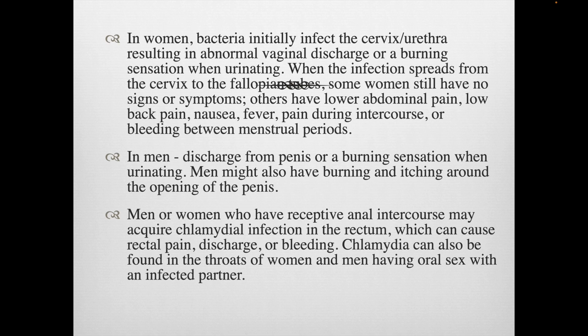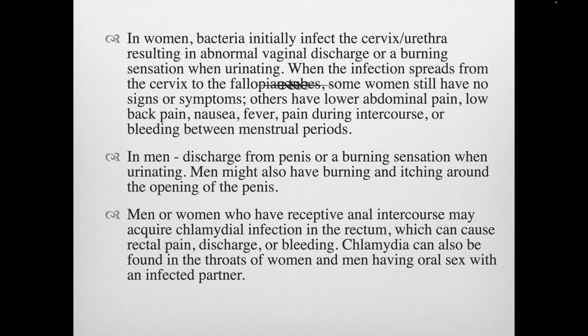In women, bacteria initially infect the cervix and urethra, resulting in abnormal vaginal discharge or a burning sensation when urinating. When the infection spreads from the cervix to the fallopian tubes, some women still will have no signs or symptoms. Others will have lower abdominal pain, low back pain, nausea, fever, pain during intercourse, or bleeding between menstrual periods. In men, there can be a discharge from the penis or a burning sensation when urinating. Men might also have burning and itching around the opening of the penis.